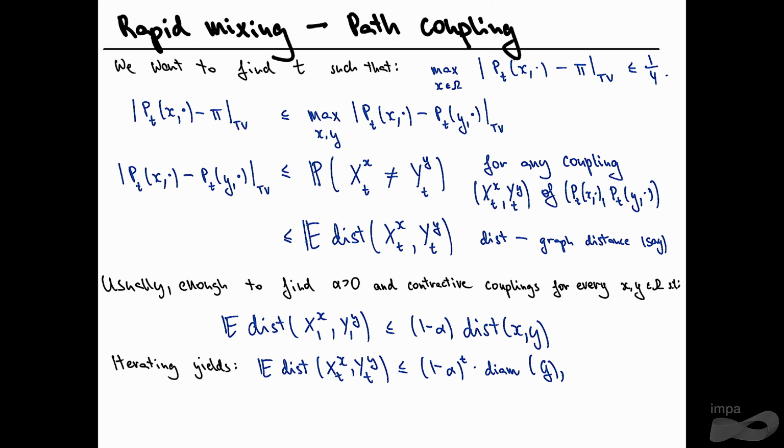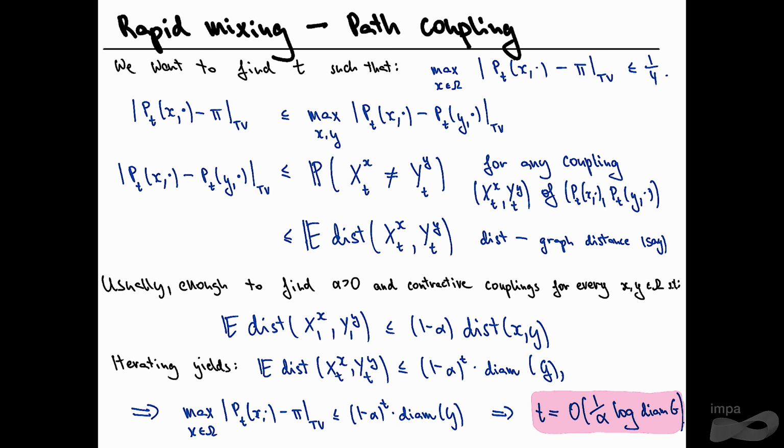So we will be fighting for finding contractive couplings. And if you find any contractive coupling, then you can phrase your mixing time in terms of proper parameters, and you're rapidly mixing. So this is some kind of sketch of why we care about these path couplings.